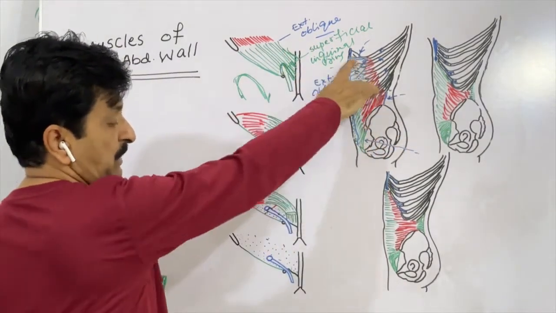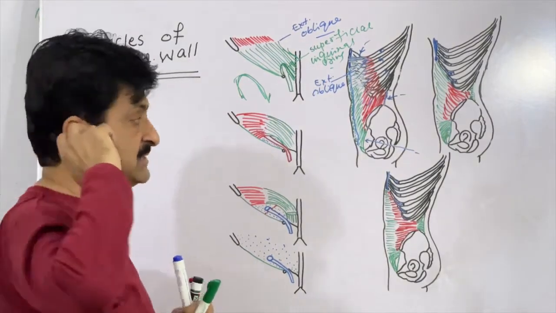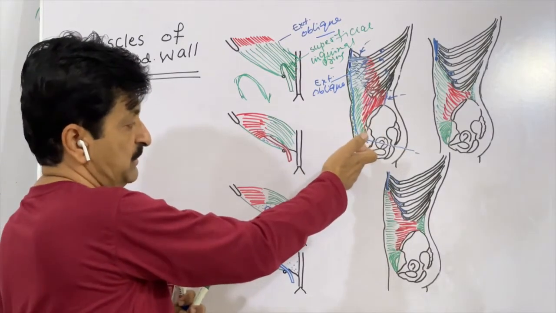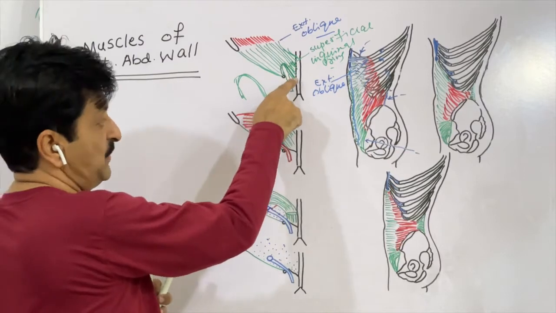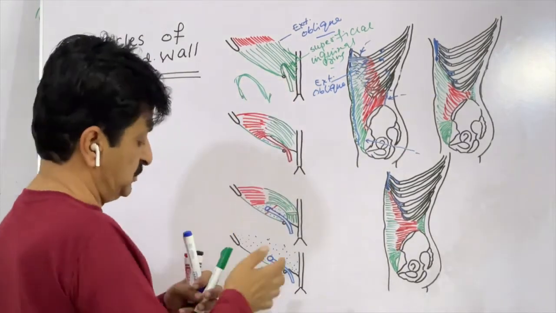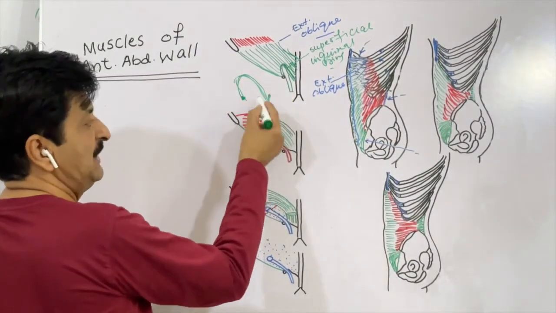The upper border of the external oblique, you know, is free. Its posterior border is free between the 12th rib and the iliac crest. And this lower border is free between the anterior superior iliac spine and the pubic tubercle. But when you reach the pubic symphysis, you have to make a gap, because the gap will transmit the spermatic cord. So here is the pubic symphysis, here is the pubic tubercle, and there is a gap.